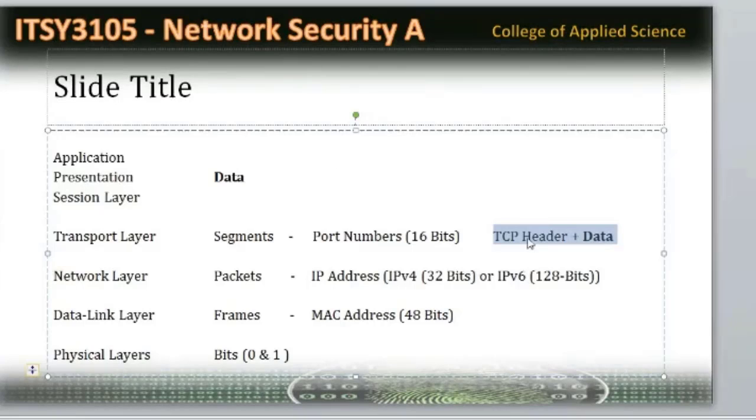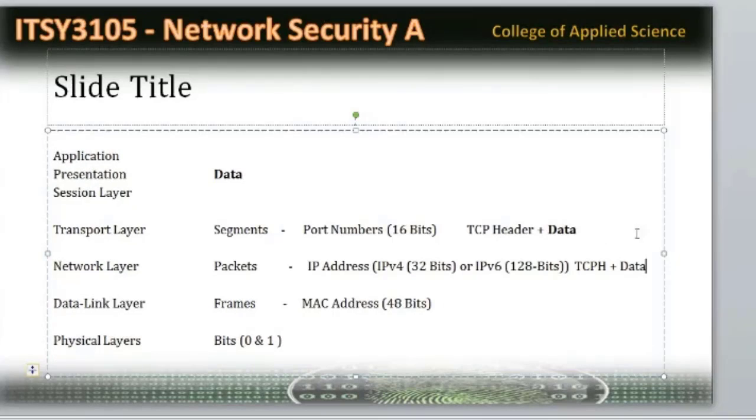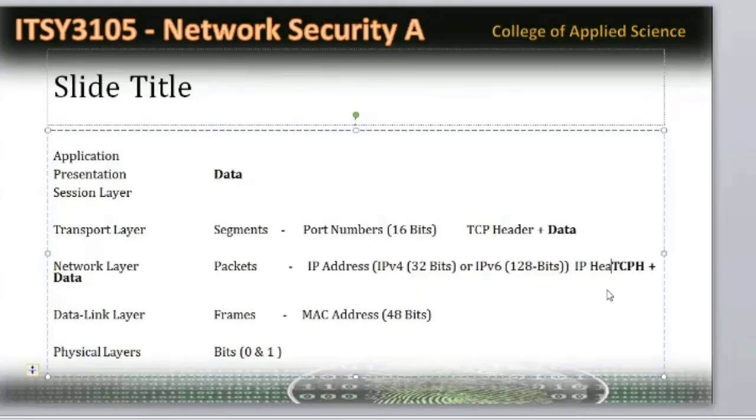Now, the segment is coming to the next layer. In the next layer, you can see the TCP header is already available, plus the data is available. We received this from the transport layer. Now, in this layer, a new header will be added. That means the IP header will be added with this particular segment.